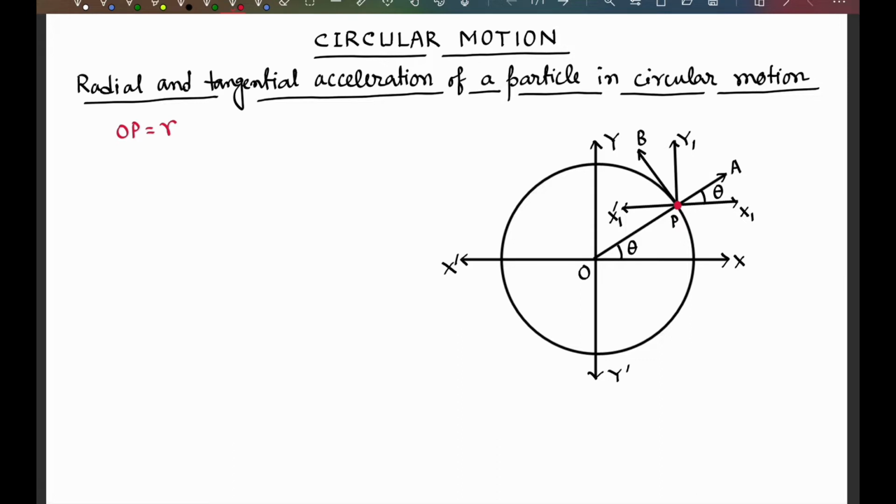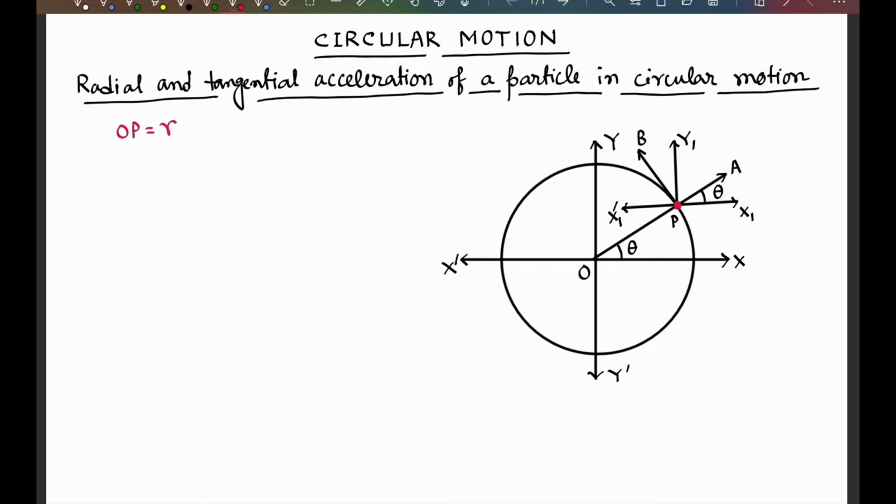We consider here another coordinate system, that is two perpendicular axes, x1 prime and y1 prime at point P. Here the line drawn along PA, that means OP to PA, indicates the radial direction, and PB is tangential.